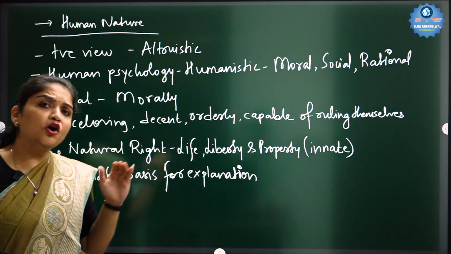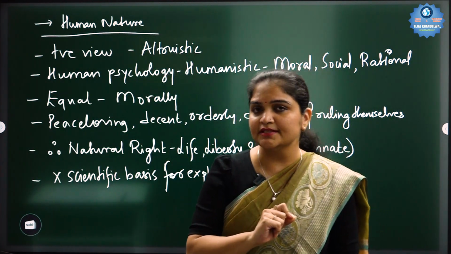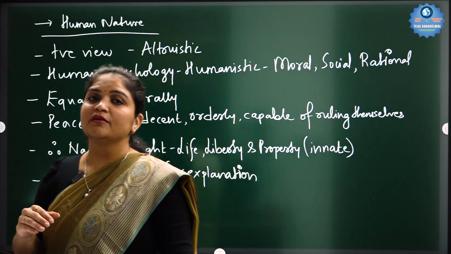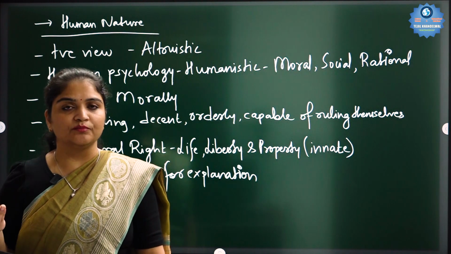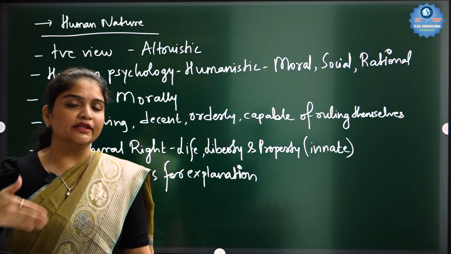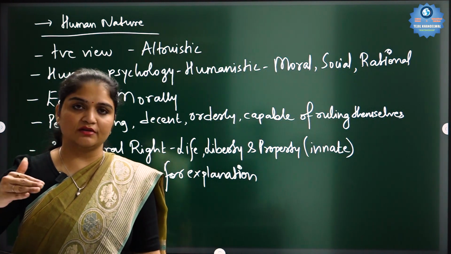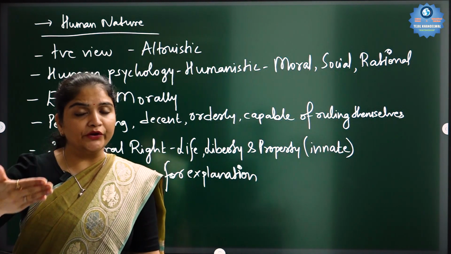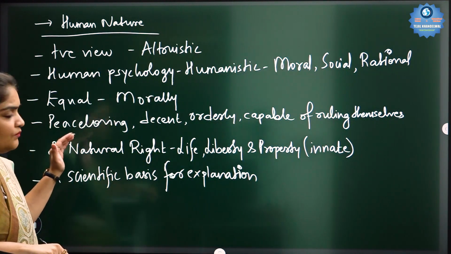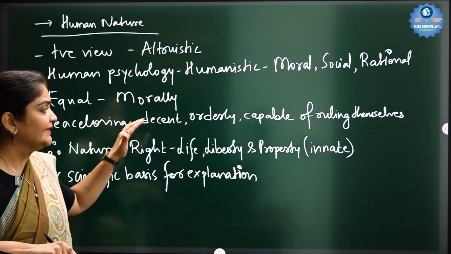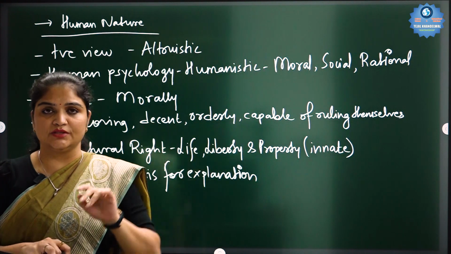According to him, all men are equal, not only physically, as Hobbes says, but even morally, men are equal. Men have moral reasoning in them. They know what is good for their benefit, and that benefit comes only when they cooperate with each other and show good behavior or moral behavior towards other individuals. So he says, men are peace-loving, decent, orderly and capable of ruling themselves.